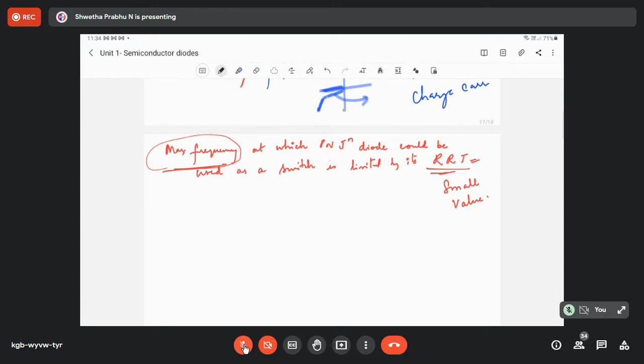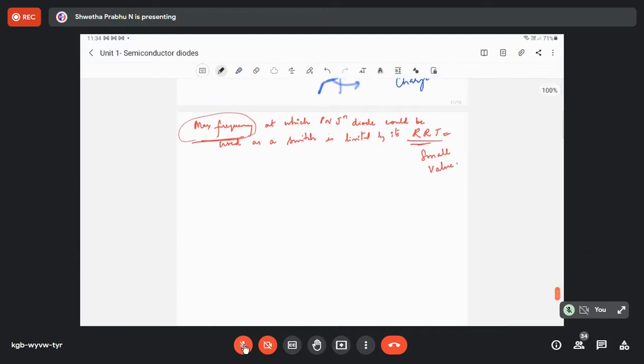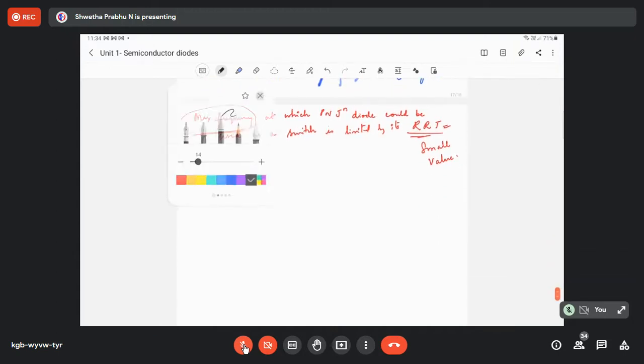Fall time and all, as of now it is not required. As one of your friends mentioned, I shall give you the important specifications with respect to PN junction diode. Please make a note. This is very, very important with respect to diode characteristics.